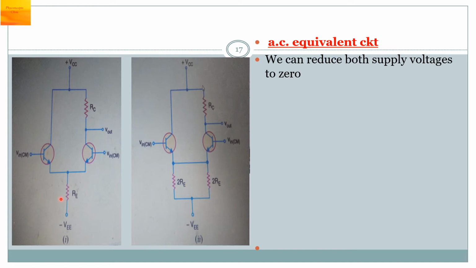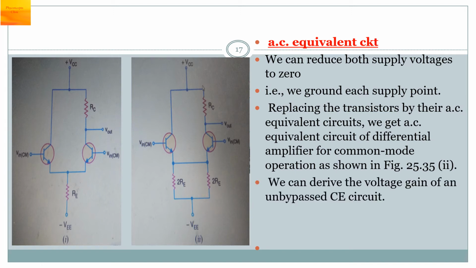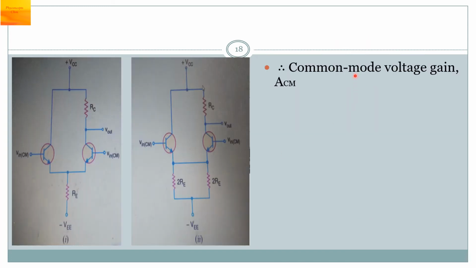We can reduce both the supply voltages to 0, that is, we ground each supply point. Replacing the transistors by the AC equivalent circuits, we get the AC equivalent circuit of the differential amplifier for common mode operation, as shown in this figure. So the common mode voltage gain, which we denote as A_CM, can be written as V_out upon V_in(CM). So we get that as RC upon RE dash plus 2RE.